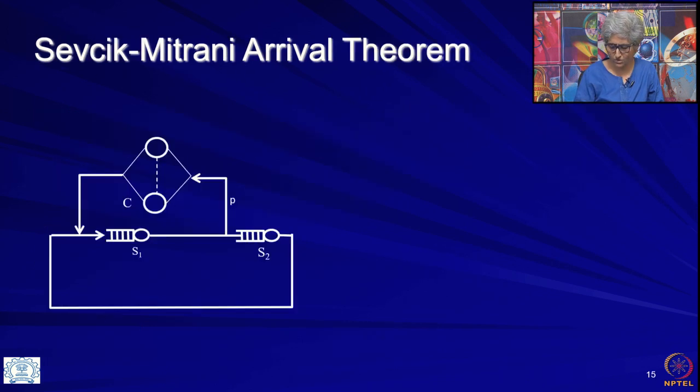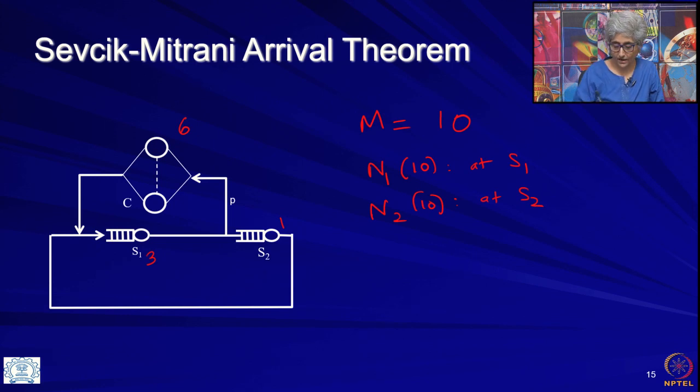So, I am just going to give an example with some numbers. Imagine that m is equal to 10, and there are, say, 6 customers thinking right now, so 4 should be somewhere at these servers. Let us say there are 3 requests queued here and 1 request in service here. The steady state averages will be denoted by N_1,10. This is at server 1, and N_2,10 is the average at server 2. This is what the average is currently in this system.